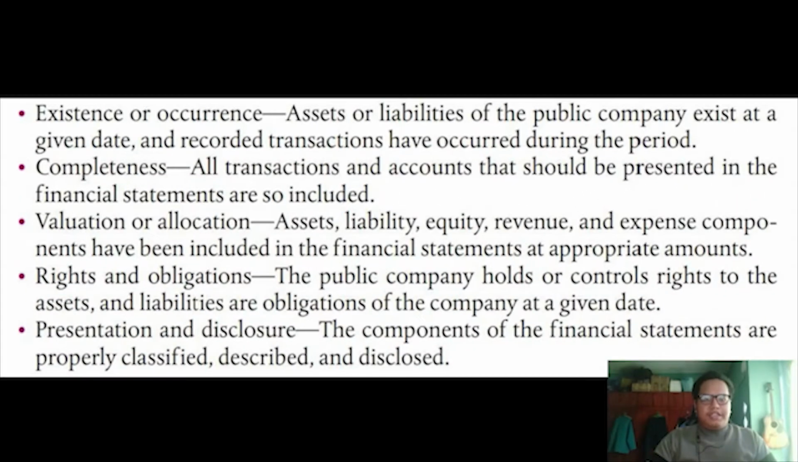First is existence or occurrence. Second is completeness. The third is valuation or allocation. And fourth is rights and obligations, and lastly is presentation and disclosure. PCAOB auditing standards include an overall assertion related to presentation and disclosure. International auditing standards and AICPA auditing standards provide four specific assertions that address occurrence and rights and obligations, completeness, accuracy and valuation, and classification and understandability.